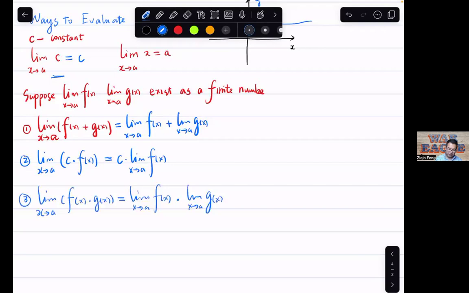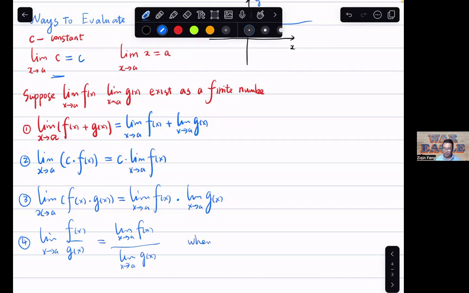Number 4 here, the quotient: as x goes to a, f of x over g of x, right? This is the same as the quotient of the limits. And for sure, in this case, we need to assume that the denominator is not 0, right?